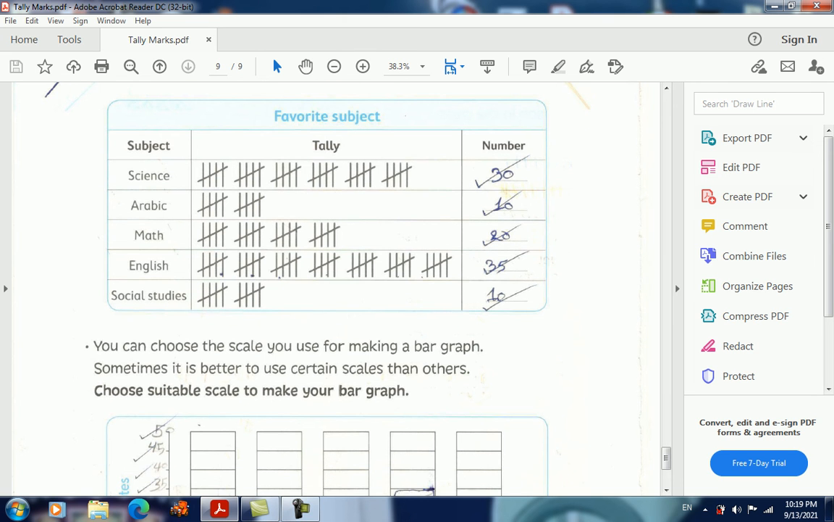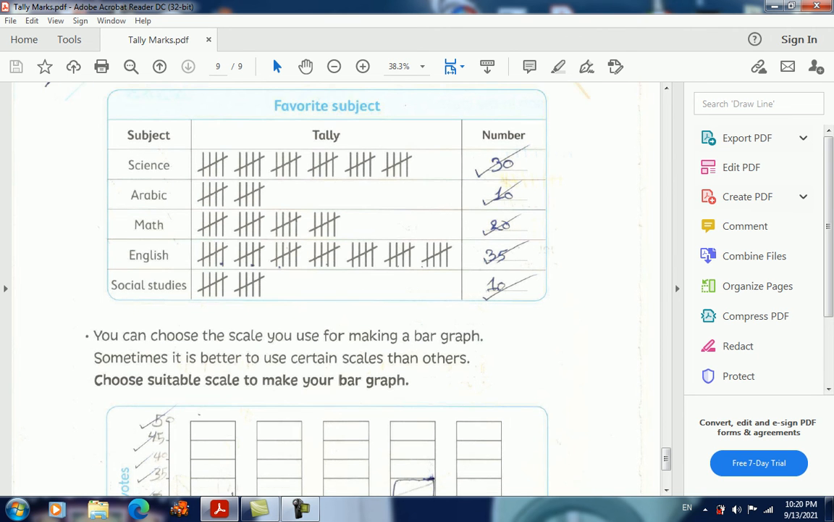And for the Arabic, we got 2 stacks. 5 plus 5 is 10. Then the math, we got 4 stacks. So 5, 10, 15, 20. So the total is 20. For the English, we got 7 stacks. So 5, 10, 15, 20, 25, 30, 35. And for the social studies, we got just 2 stacks. 5 plus 5 is 10.